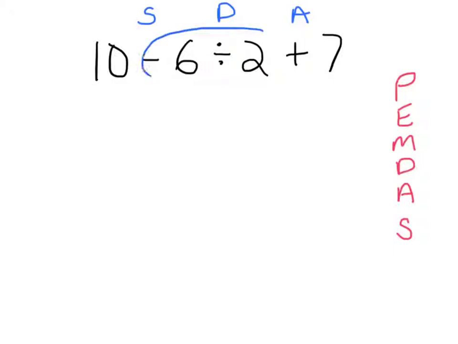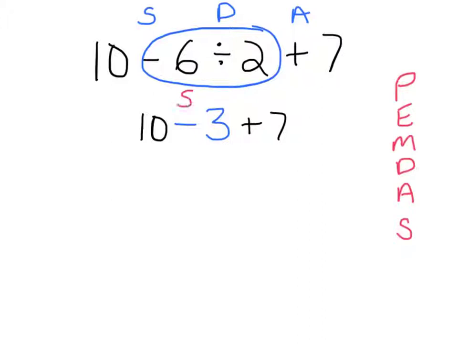Let's see, it looks like division is the first thing on my order of operations. So the first thing I'm going to do is take negative 6 and divide it by 2. Negative 6 divided by 2 is negative 3. Everything else just comes down. I have 10 and I have plus 7. I still have subtraction and I still have addition.